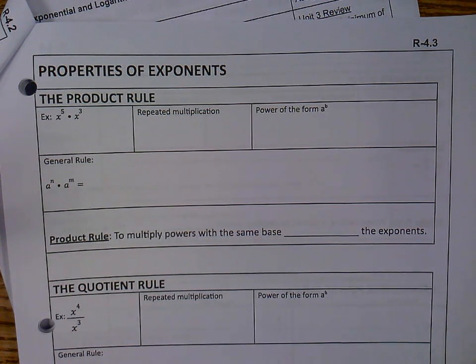The first thing I want you to notice, the base has to be the same. These are both x's. If I have an x and a y, I can't use this simplification. So see how down here, they both have to be the same base. They both have to be a y, or they both have to be a z.